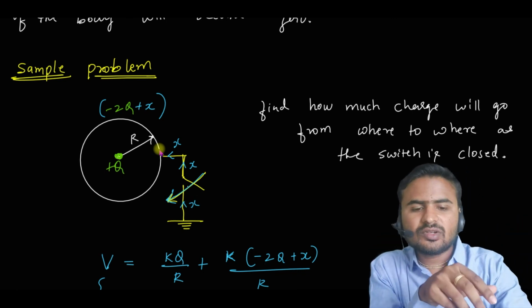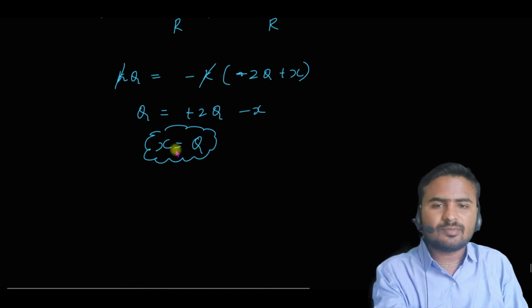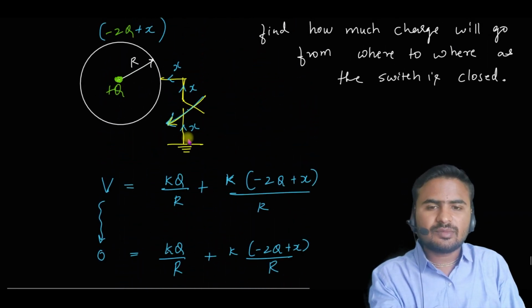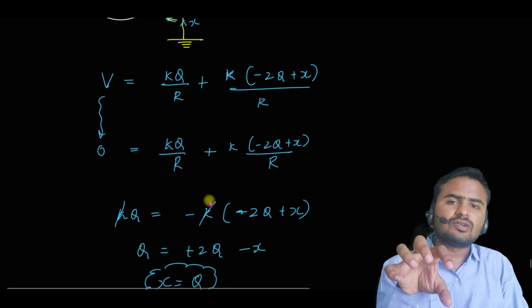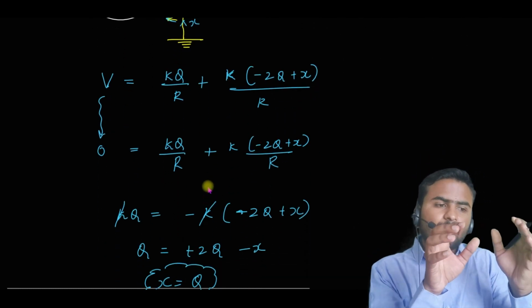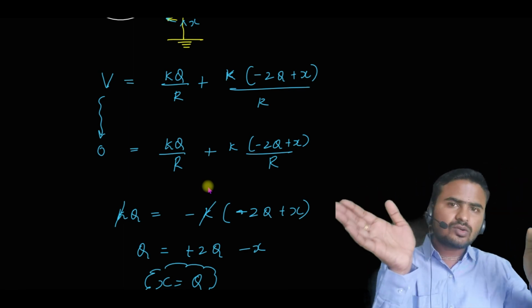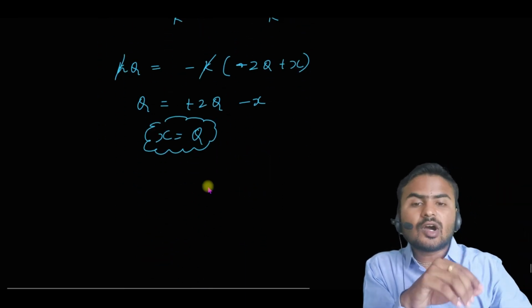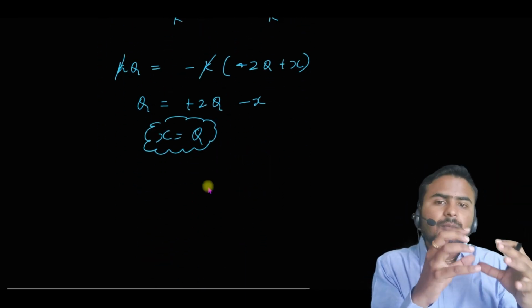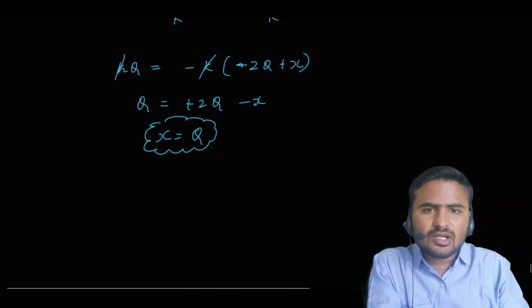So therefore, since x has turned out to be q, that is positive, while solving this equation I've got the x value as positive. That means electrons from the sphere have gone to the ground. Protons from the ground cannot go to the sphere, so you can say electrons have gone from the sphere to the ground. So how much amount of charge? Minus q amount of charge has flown from the sphere to the ground. So that is what we should understand here.